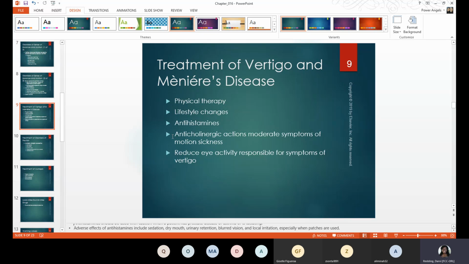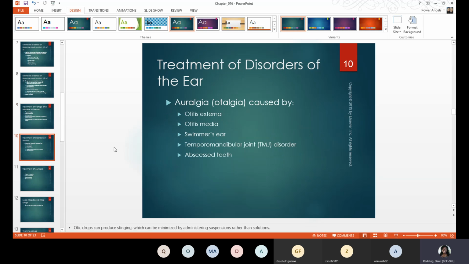So now that we've gone over some of the treatments for vertigo and Meniere's disease, we're next going to learn about some treatment of the disorders of the ear. One of the disorders of the ear is called Auralgia, which another name for that is Otalgia. You should know anytime you see algia, that represents pain. So Auralgia is the medical term for painful ear.